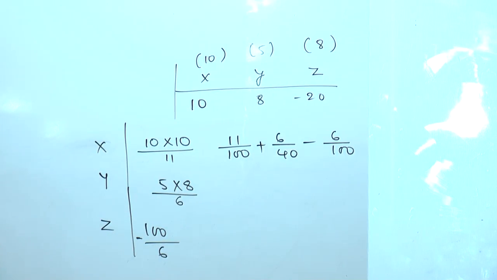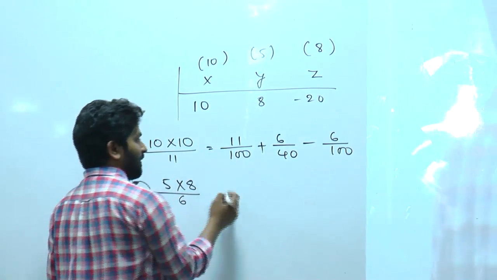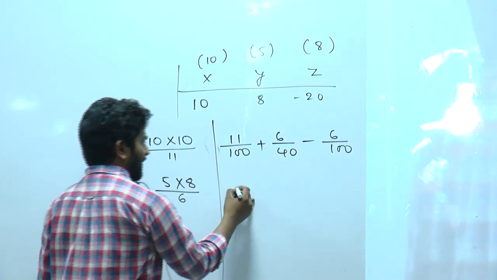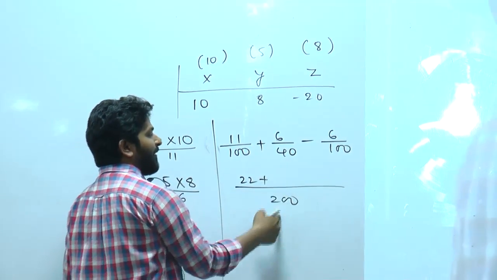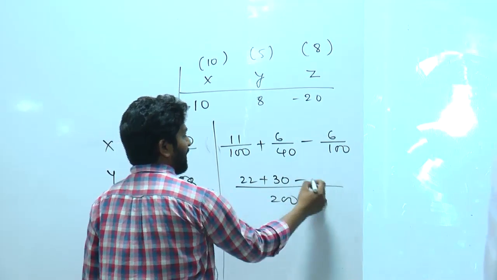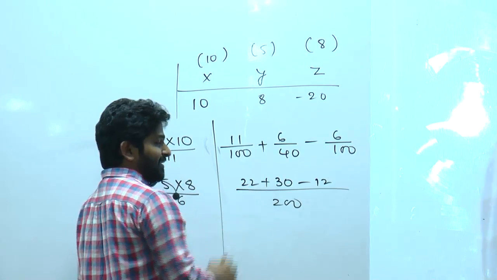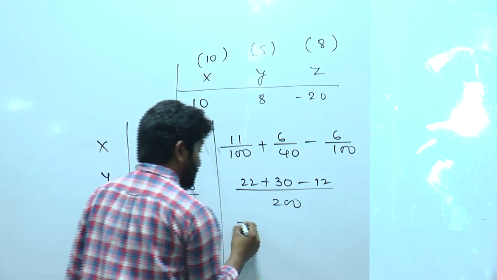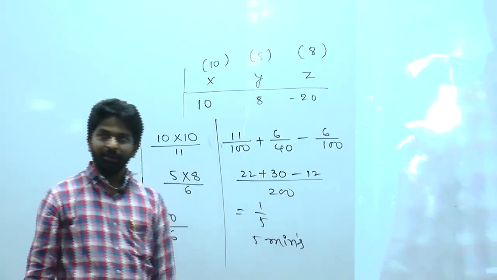I think LCM is 200. 100 is not satisfied, right? You have 40 here. Let me take 200, no issue at all. 2 times 22. 5 times 30 minus 12. 22 minus 12? 10. 10 plus 30? 40 by 200? 1 by 5. So it takes 5 minutes to fill the tank now. Yes or no?